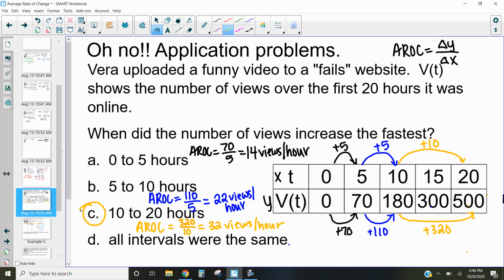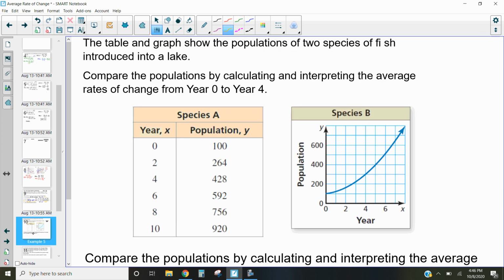Now let's take a look at one other problem. This next one has a table and a graph that shows the population of 2 species of fish introduced into a lake. And we want to compare the population by calculating and interpreting the average rate of change from year 0 to year 4. So we're trying to figure out from here at year 0 to here at year 4, what was our average rate of change there? What is that?